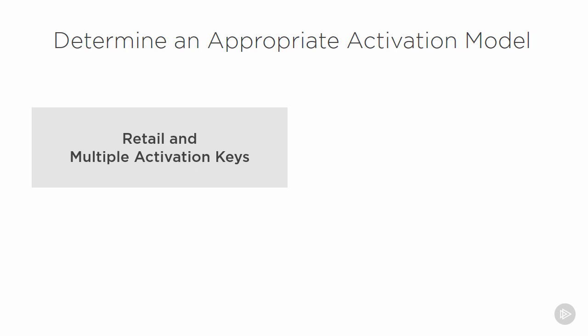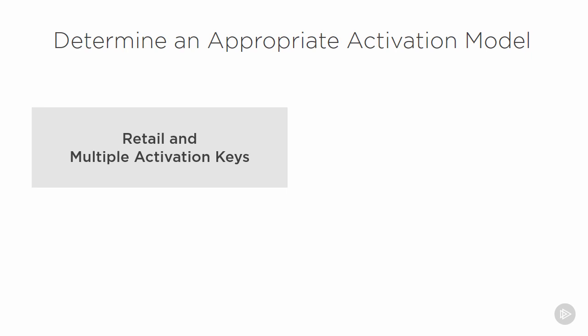The first of which is, at face value, the easiest, but honestly the most difficult as you begin to scale your environment and size. This is the use of retail and/or multiple activation keys. Effectively, in this activation model, you have a series of long strings of characters, your actual license code, that you then plug directly into each individual machine to license and activate that machine.